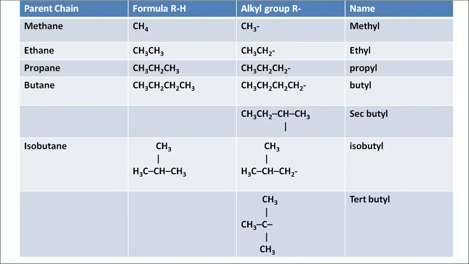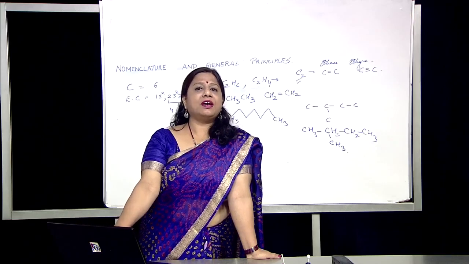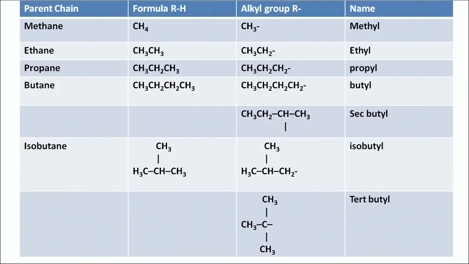Let's see about secondary butyl, where you are removing one hydrogen from the second carbon. So it will be secondary butyl. And isobutyl and tertiary butyl are conditions of certain isomers of butane. So when you remove one hydrogen, it becomes isobutyl or tertiary butyl.